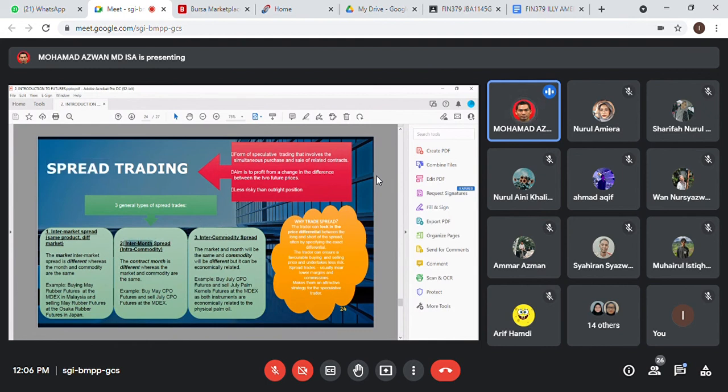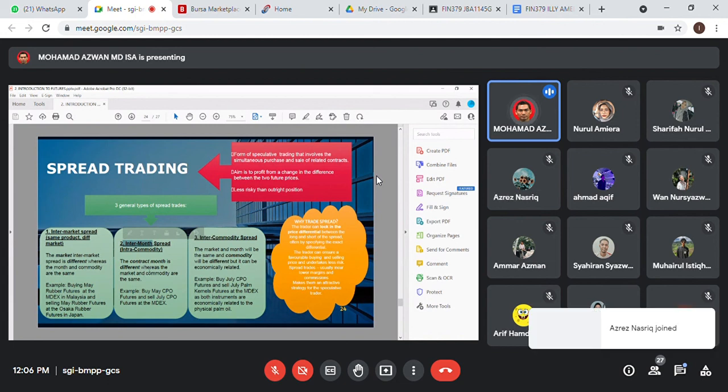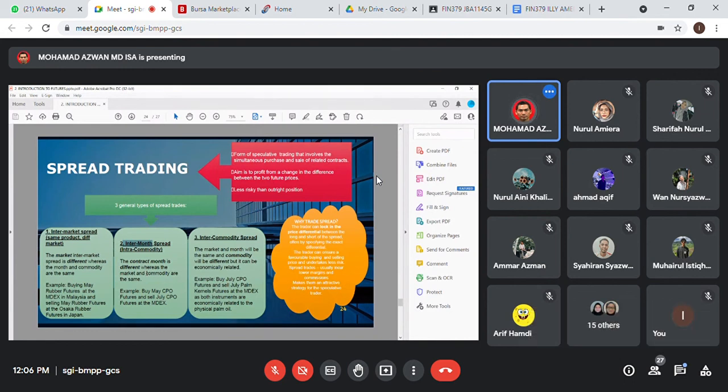And then you have intermonth. Intermonth is where you spread risk between the contract months. Okay, for example, you have FKLI for November and FKLI for December. If you expect FKLI for November to increase, and at the same time you expect FKLI for December to decrease, so you will spread the risk between the two contract months.